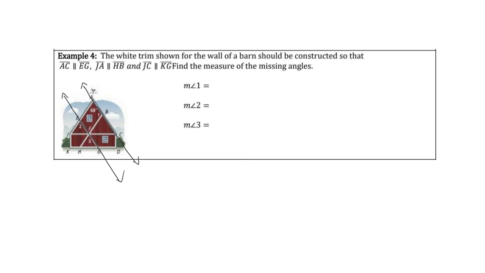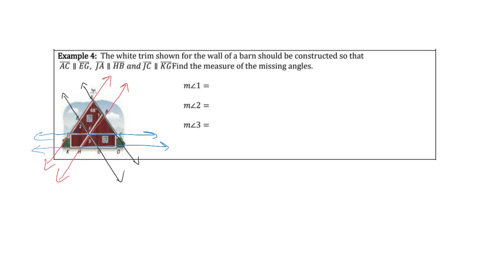We also have JA, which is congruent to HB. I'm just drawing them in different colors. And then we also have JC, which is congruent to KG. Okay, so we want to find the measure of angle 1.